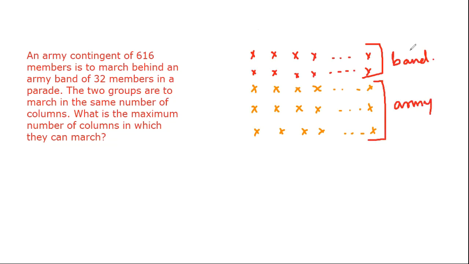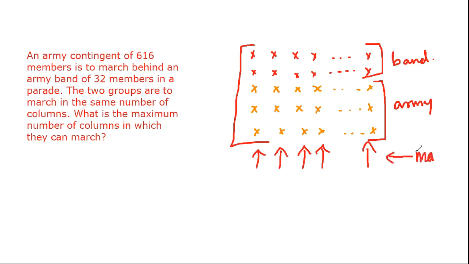And they have to arrange for their parade in this manner. So the number of columns should be equal, so that they can stand in a parade in this manner. So we want to find what is the maximum number of columns in which they can march. If they want to arrange it in such a manner, then what is the maximum number of columns? Maximum number.